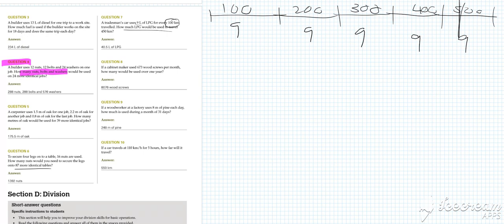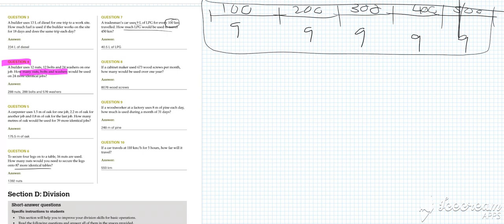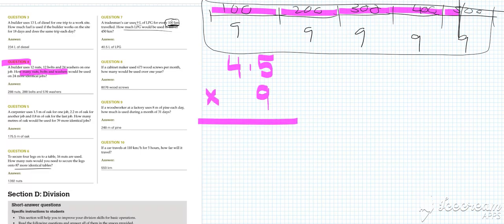So if that's how we're going to work this out, I need to work out how many groups of 100 I have. I've got 1 group, 2 groups, 3 groups, 4 groups, but I only have half a group here, don't I? So I've got 4.5 groups of 100, and I'm going to times that by 9, and that's going to give me my answer.